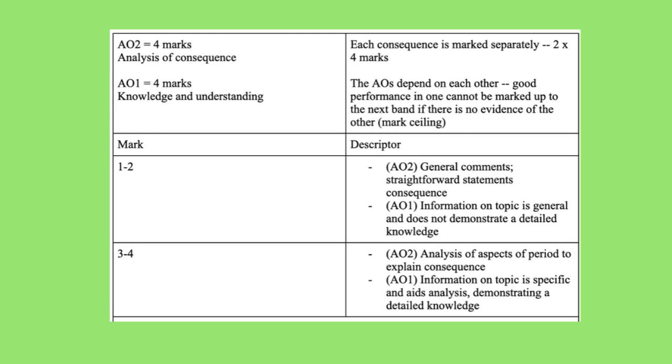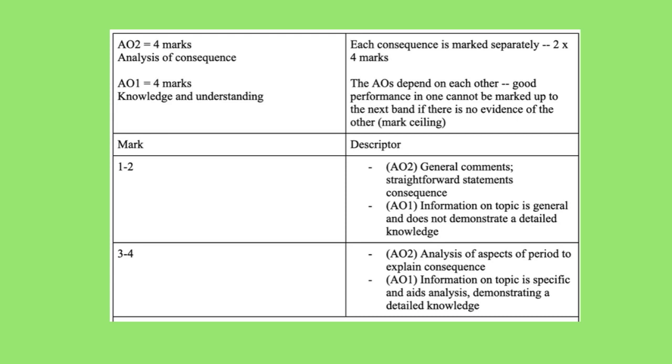It also tells us in the mark scheme that the AOs depend on each other. So that means no matter how well you perform in one of them, if your performance isn't quite as good in the other, then it means that you can't progress into the higher band. So make sure that you're hitting both the analysis and you're bringing in your own knowledge to evidence that analysis.